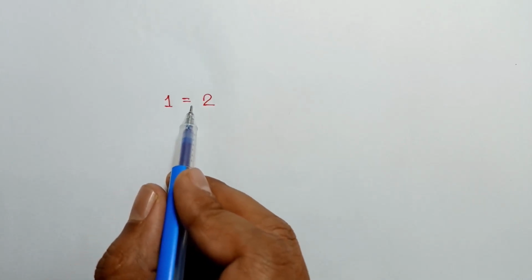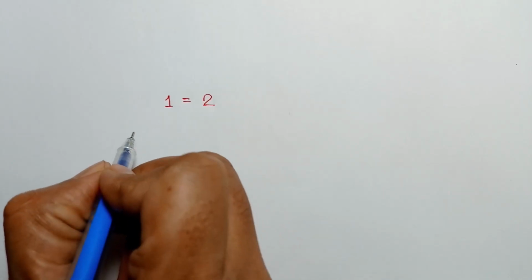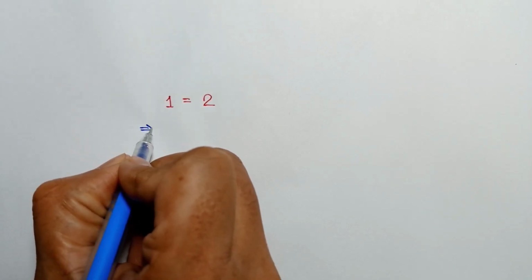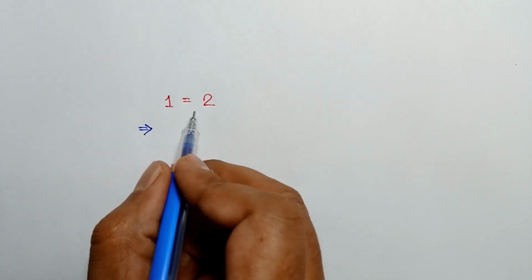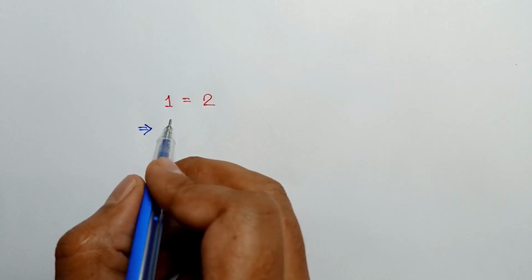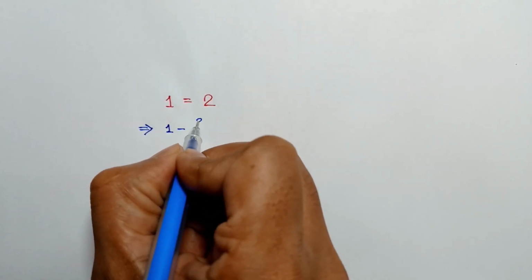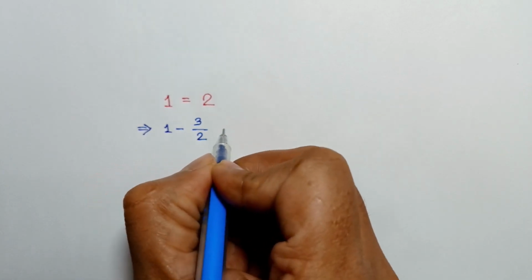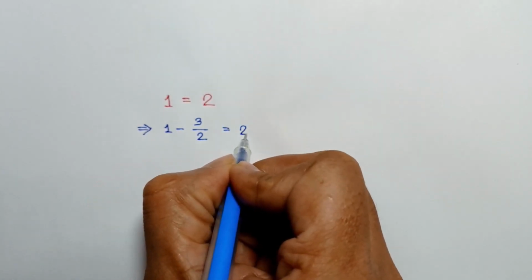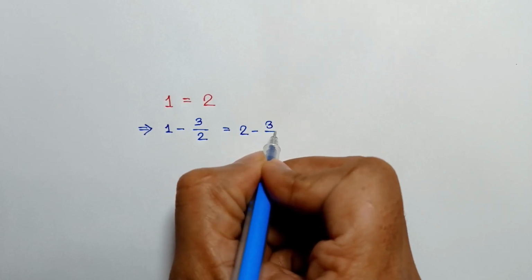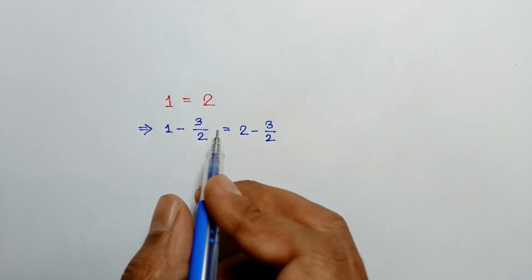Hi everyone, in this video I am going to show how to prove 1 is equal to 2, by subtracting 3 over 2 from both sides. We can write 1 minus 3 over 2 is equal to 2 minus 3 over 2.